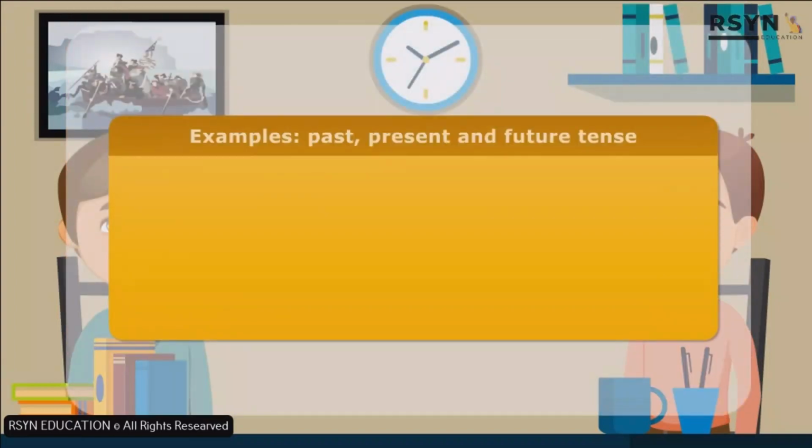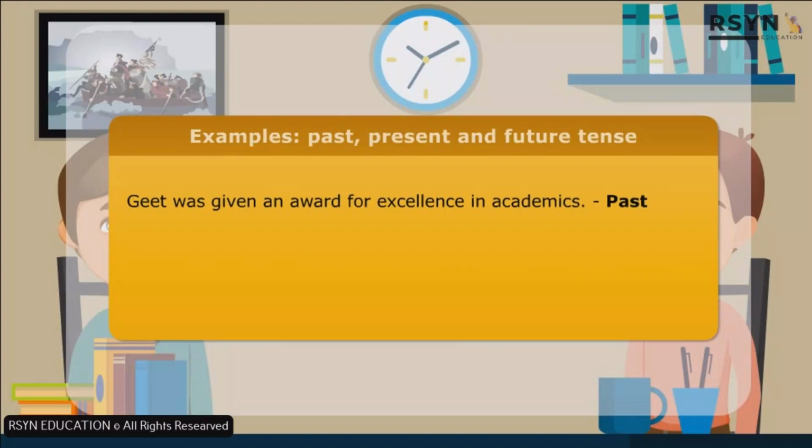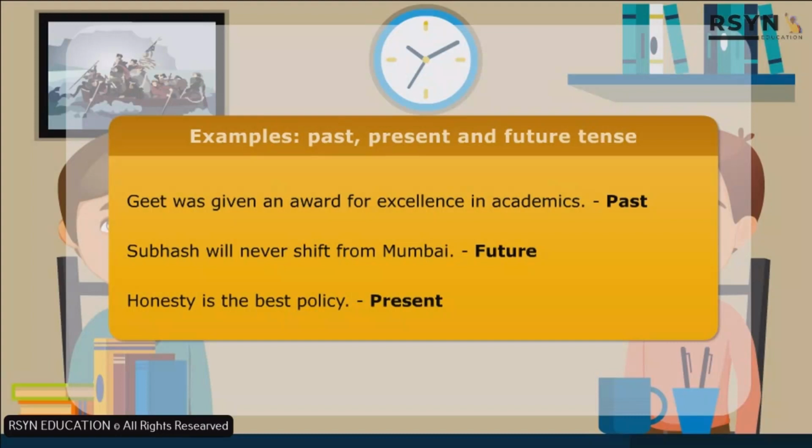Here are few examples of sentences with verbs in past, present and future tense. Geet was given an award for excellence in academics. Past. Subhash will never shift from Mumbai. Future. Honesty is the best policy. Present.